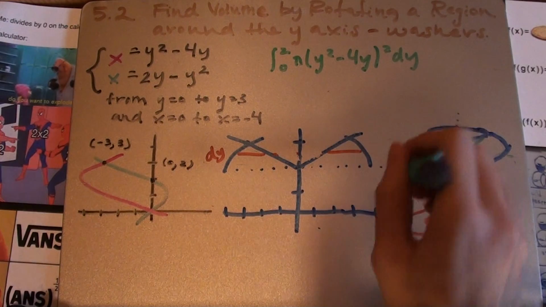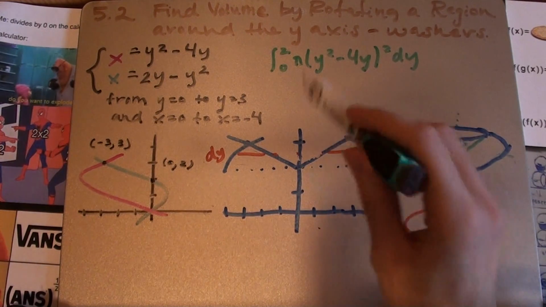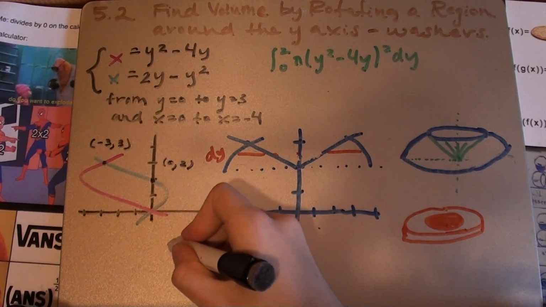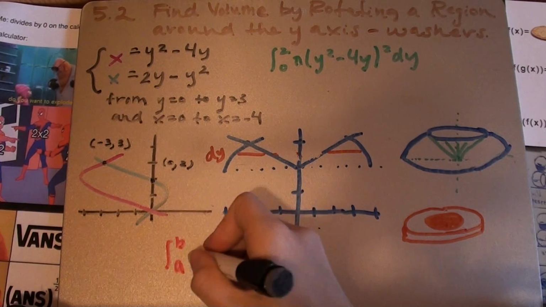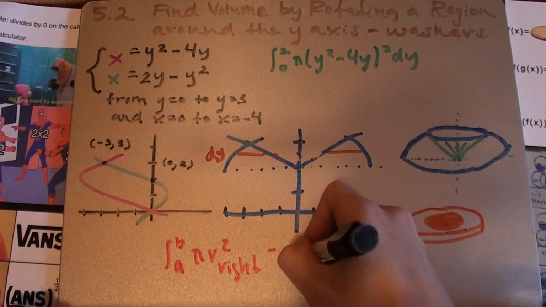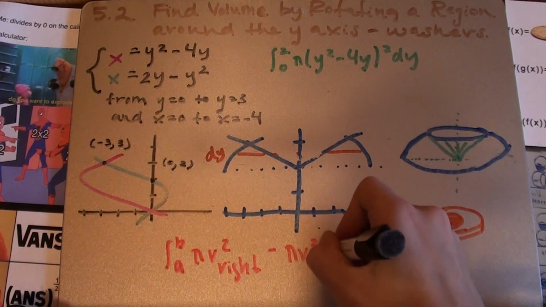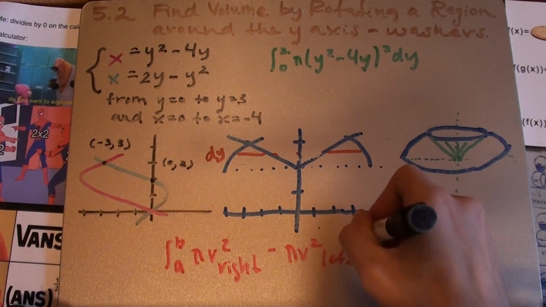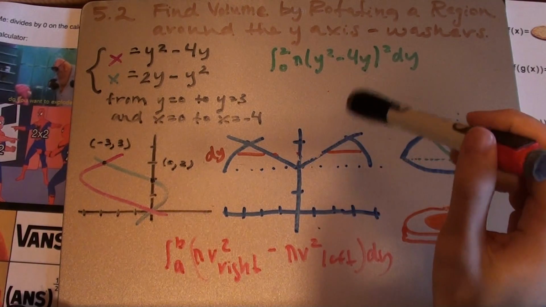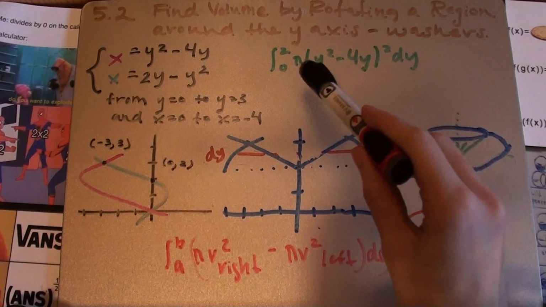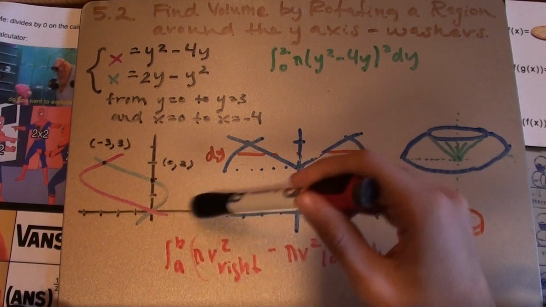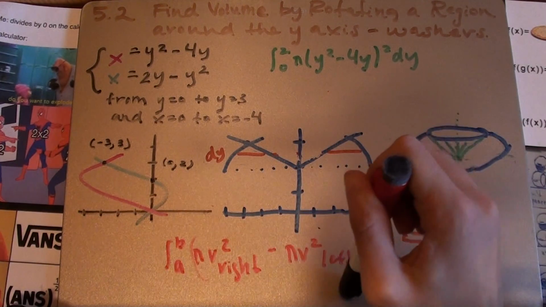Instead of using disks on the inside, we're going to use all these individual washers to determine the volume of our shape. In the washer method, it goes from our bounds a to b. We're going to have pi r squared from the right, and we're going to subtract out pi r squared from the left, dy. Like before with our disk equation, it takes out the disk in the middle from the total big disk, and it gives us just this washer left over.